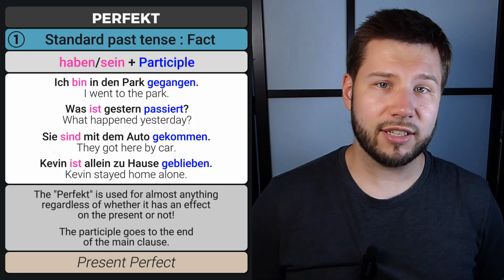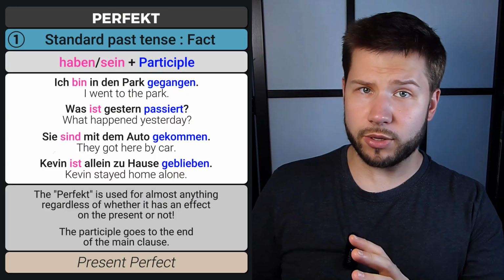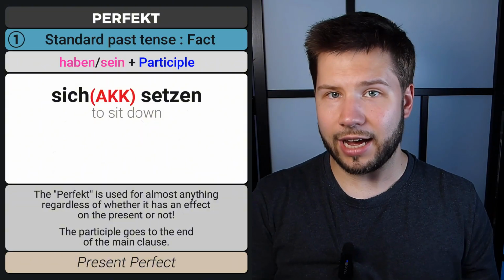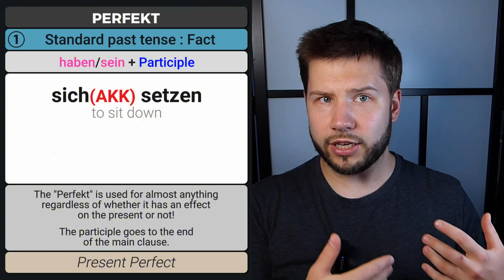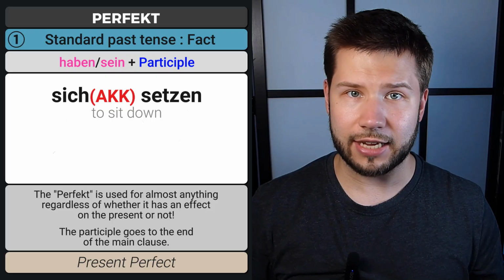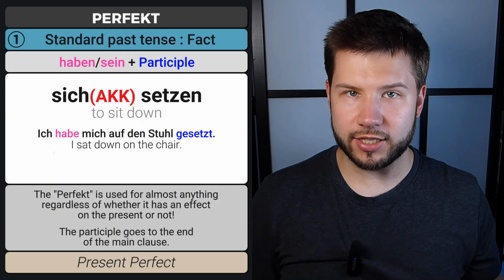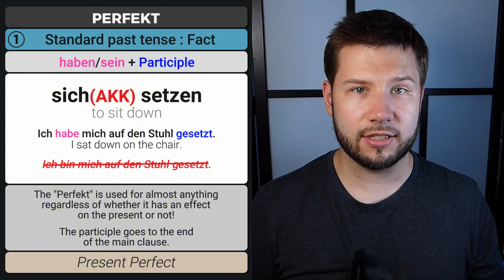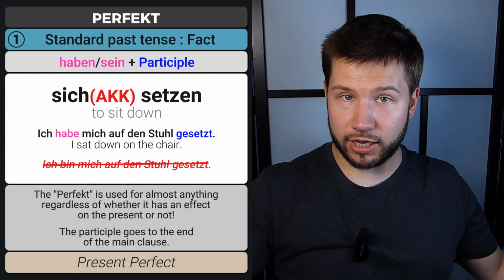And that is the perfect tense for you. Just keep in mind that it's not always logical, as for instance, sich setzen, to sit down, uses haben as its auxiliary, even though it clearly refers to a change of state. Ich habe mich auf den Stuhl gesetzt. I sat down on the chair. Not, ich bin mich auf den Stuhl gesetzt. So take all of that with a grain of salt.